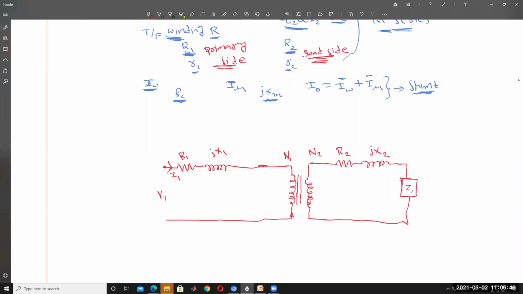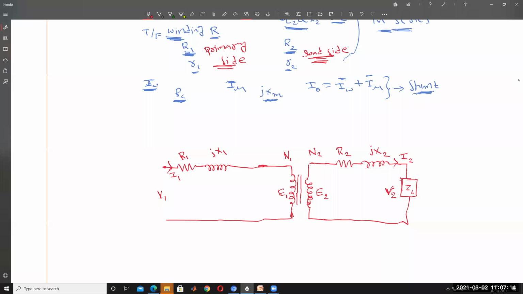So this is called ZL. What is the impedance on this? This is called secondary side voltage V2. Okay, V2. This is called E2. So this is called E1, the EMF induced in the transformer windings. This is called E1, V1. So what is the current here? So I2.